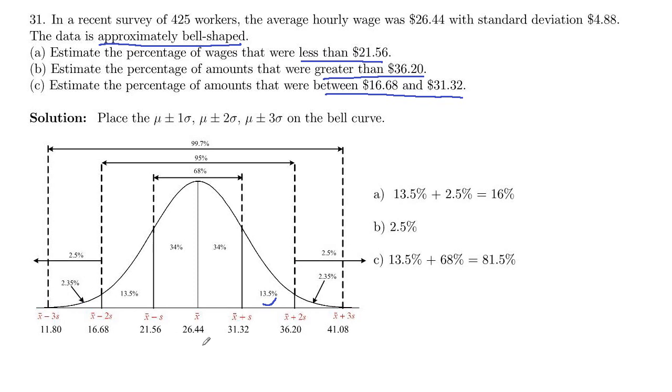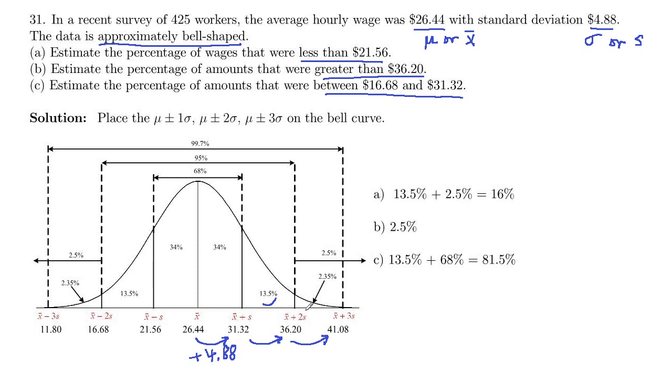So on all of these problems, take your mean, the 26.44 right here. That is your mean, or if you're dealing with sample information, it'd be X bar. And then put that in the middle. And then your standard deviation here, 4.88, that is your sigma, or S if you're dealing with sample information. And what you're going to do is add that 4.88 3 times. So I added it once, twice, and 3 times. That's how I got these numbers.